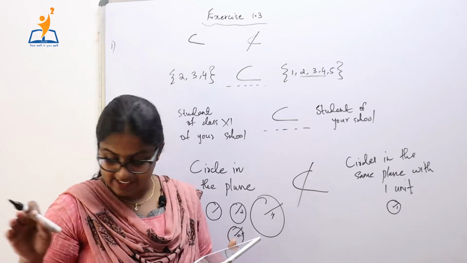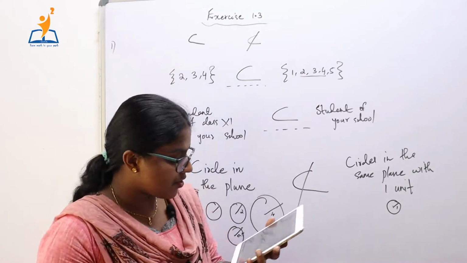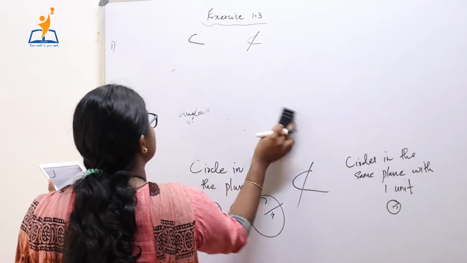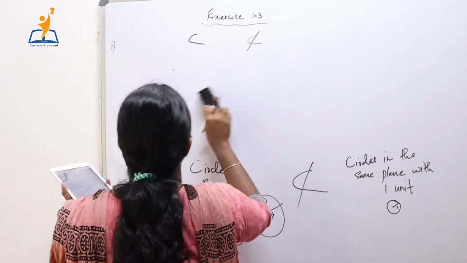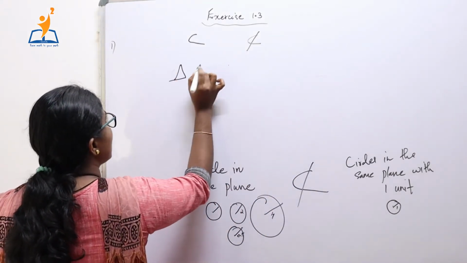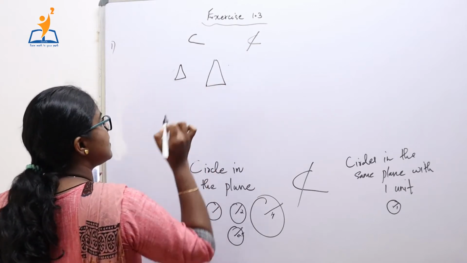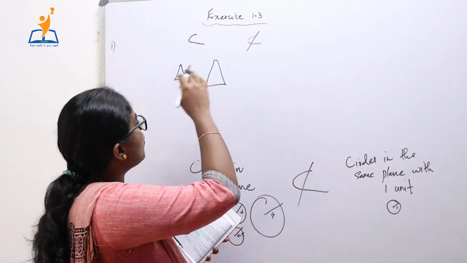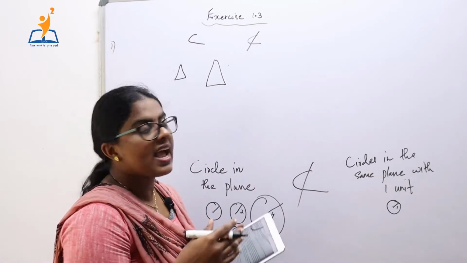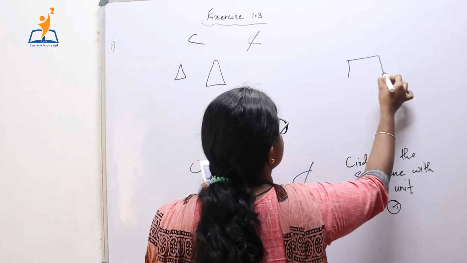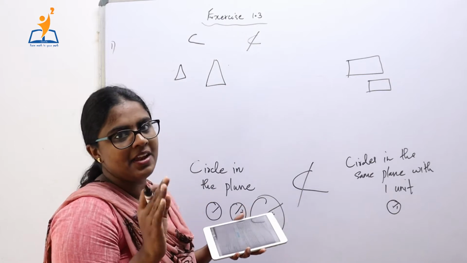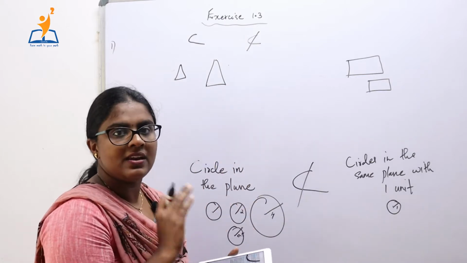Now moving on to the next question. We have the set of all x such that x is a triangle in the plane. So we have the set of triangles, which includes all the triangles: scalene triangle, equilateral triangle, and triangles with different sides. And here we have x is a rectangle in the plane, and here we have rectangles with different dimensions, with different lengths and breadths, and there we have different triangles.